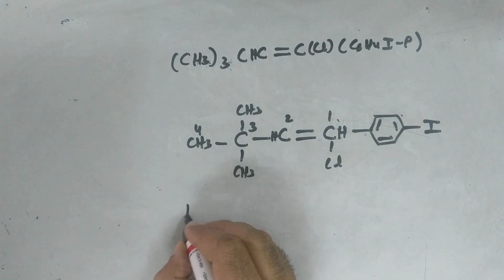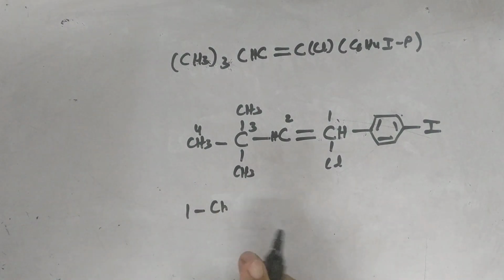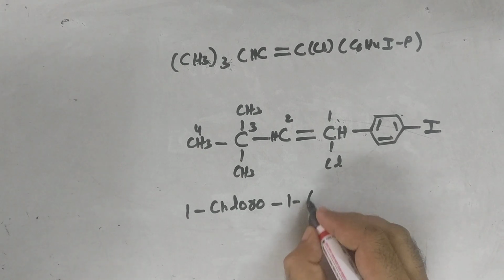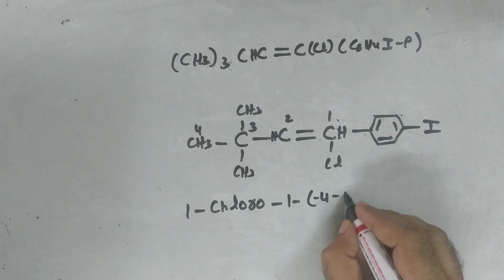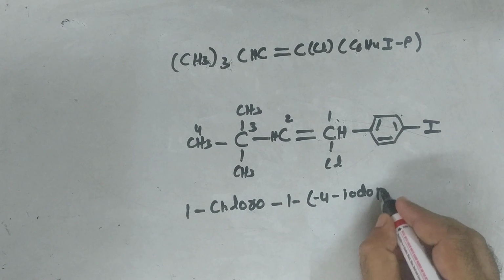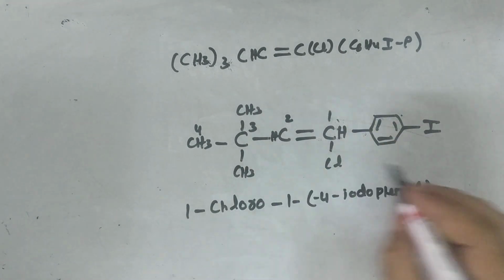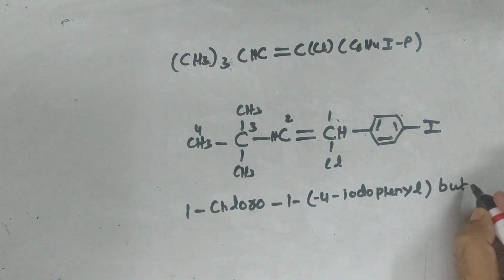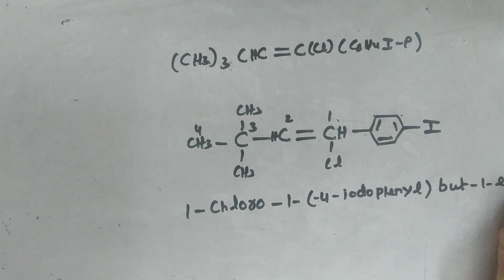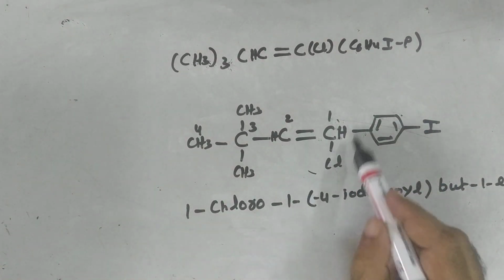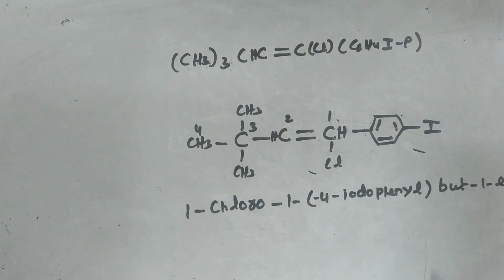So it will be called as 1 chloro, 1 chloro, 1 bracket 4 iodophenyl. This group is 4 iodophenyl, long chain 4 carbon, but 1 ene. Interesting one. This is aryl halide and a mixture of vinyl as well as aryl halide. So these were some of the good questions given in Ncert, the nomenclature one.